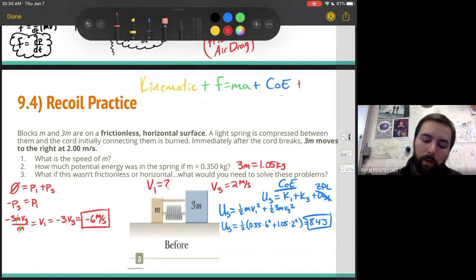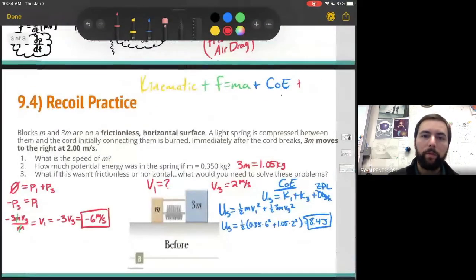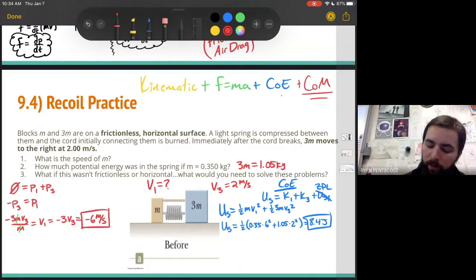Let me make sure that didn't mess up our stuff. Okay, so now we're just going to add conservation of momentum in this unit as a new method to solve physics problems. That's all we've got for this video on recoil. Next video, we will move on to impulse and talk about how that pertains to conservation of momentum.